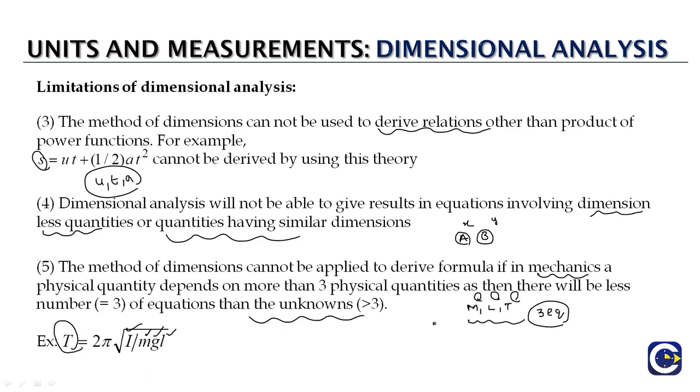So this is one of the other limitations of dimensional analysis: in mechanics, if you want to find the relation between one quantity and others, the maximum number of other quantities can be only 3. We cannot find the relation if we have more than 3 quantities. Now, while there are limitations of dimensional analysis, it is quite a useful tool for doing a lot of studies with regard to physical quantities.